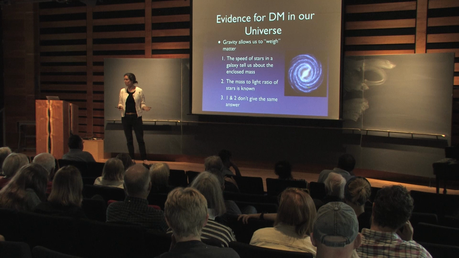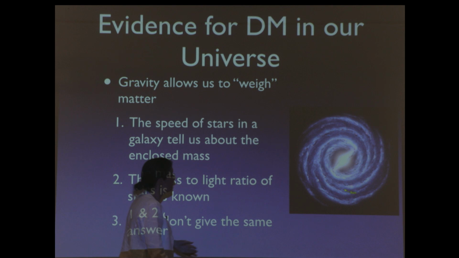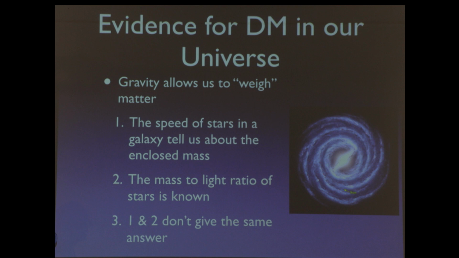So there are two separate observations that we can make. Let's take a galaxy like the Milky Way, and the speed of stars in a galaxy tells us about the enclosed mass. This is a fact about Newton's law. Let me give you an analogy with a playground. When you're on a merry-go-round, something that's turning, the faster that thing turns, the more you can feel a force on you that has to pull you inwards. It's exactly the same thing here.